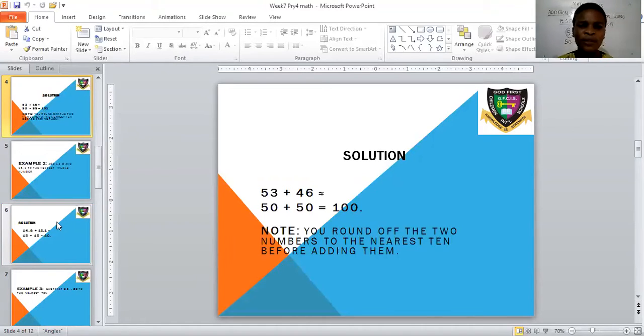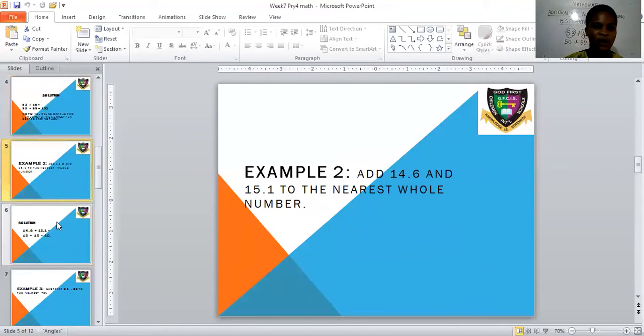Is to round off the two numbers. The two numbers, whether 2 or 3 or 4, whatever numbers you are given, the first thing you need to do is to round them off to the nearest 10 before adding them together. Take note of that. It is very, very important for you to take note of that.